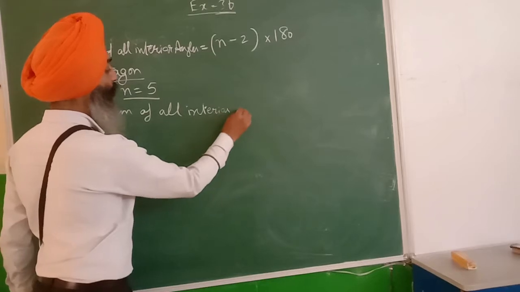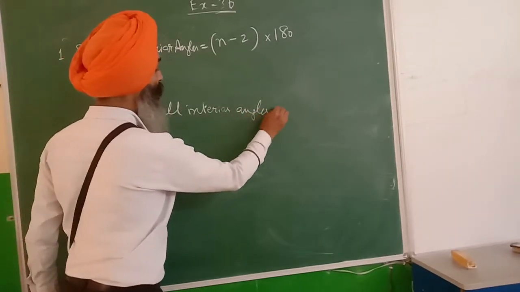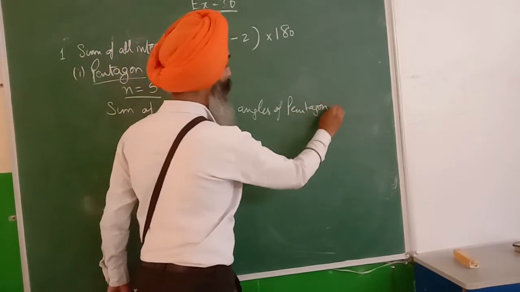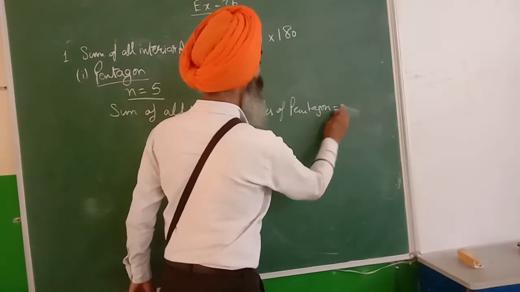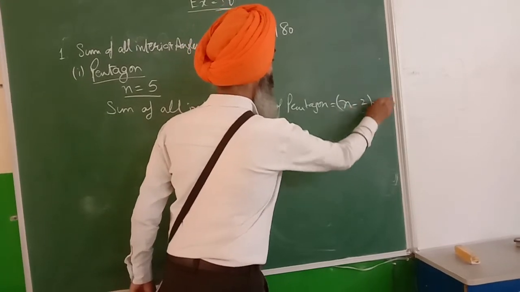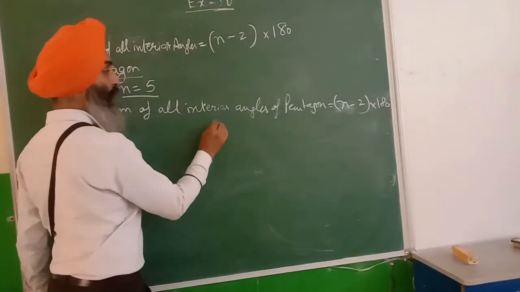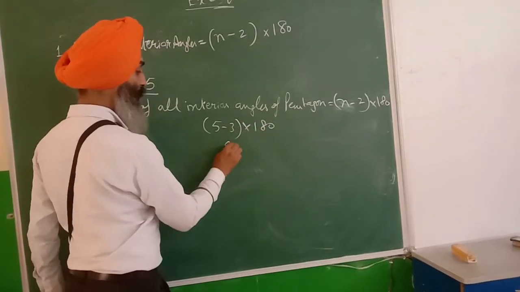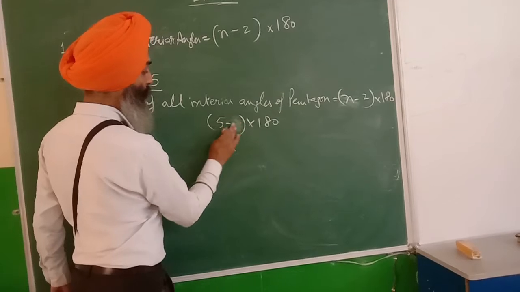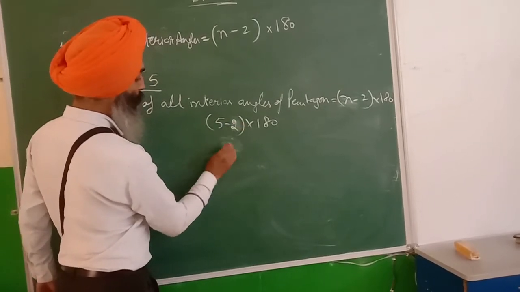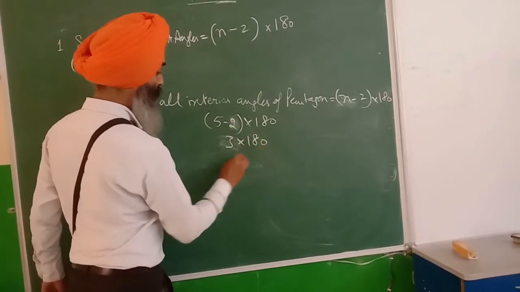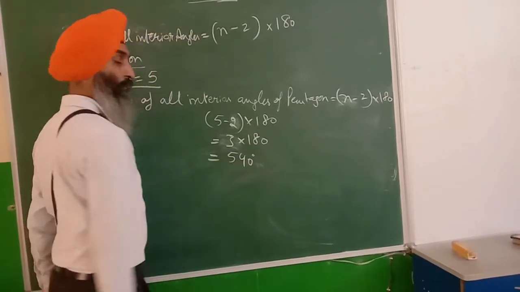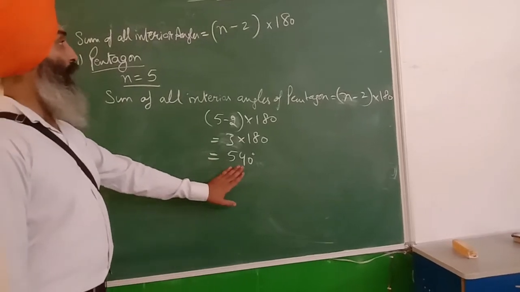So the sum of all interior angles of a pentagon: first of all, write down the formula, n minus 2 into 180. Here n is 5, so 5 minus 2 into 180. Sorry, 5 minus 2 is 3. So 3 into 180, and the answer is 540. This is the sum of all interior angles.